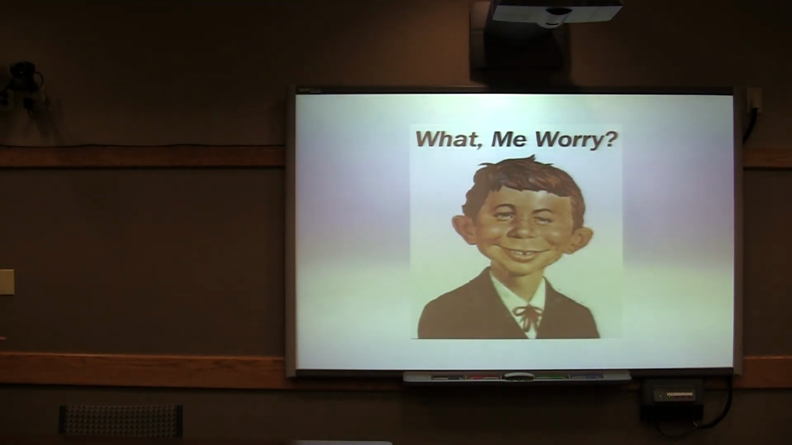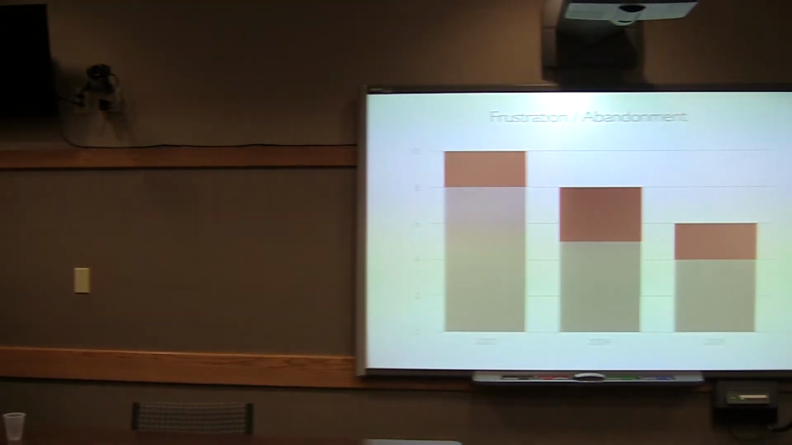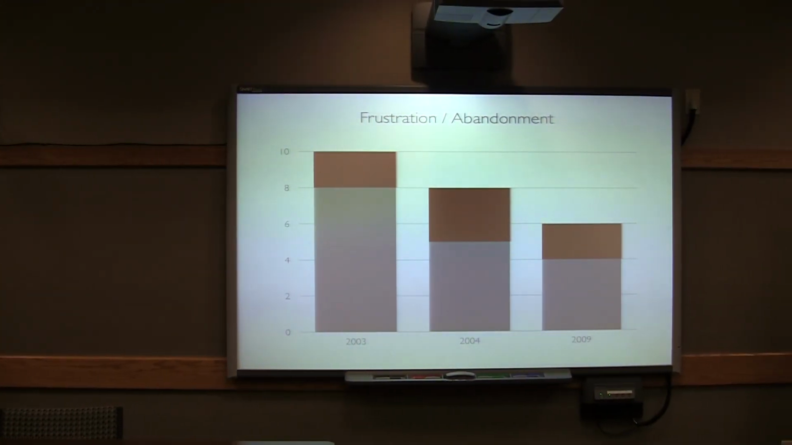So why worry, right? Why worry about your web performance? Because it really has a huge impact on your users. So this is a chart. It's actually a little outdated because the latest info is from 2009. But the red bar here is the longest amount of time a user will wait before they either become frustrated or abandon your site entirely. And you can see that this has gone down over time. So 2003, 8 to 10 seconds, 2004, 5 to 8 seconds, and then 2009, 4 to 6 seconds.